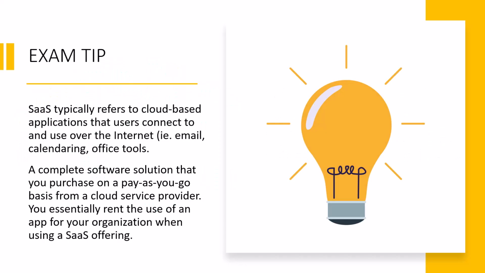So when sitting the exam, be sure to remember that software as a service typically refers to cloud-based apps that users connect to and use over the internet. Common examples of software as a service include things like email, calendaring, and office tools like Microsoft Office 365. It's what you would call a complete software solution that you purchase on a pay-as-you-go basis from a cloud service provider, and you're essentially renting the use of an app for your organization when using a software as a service offering.